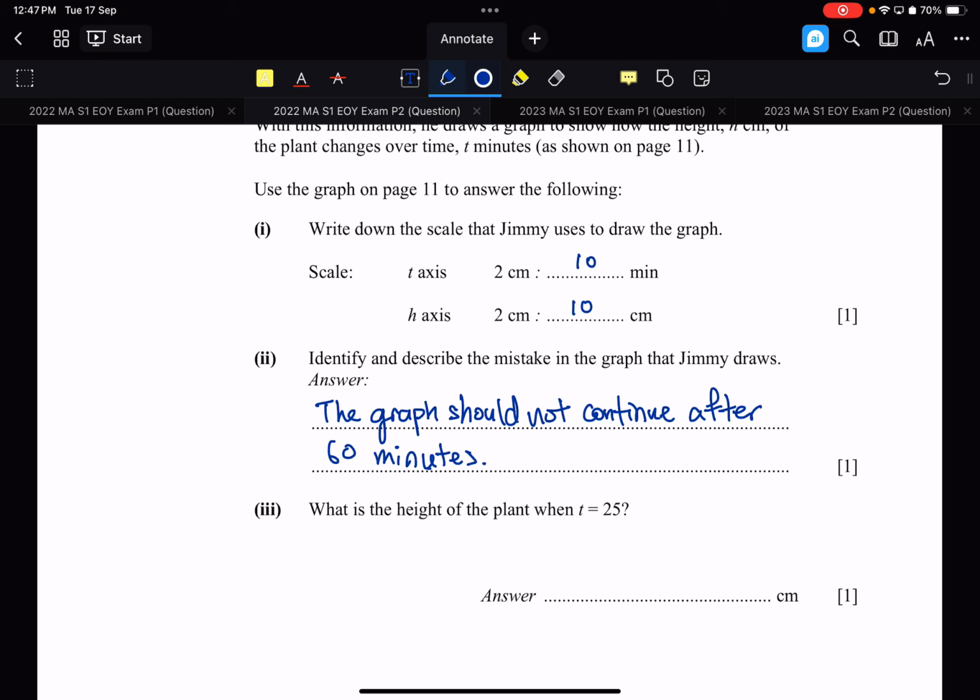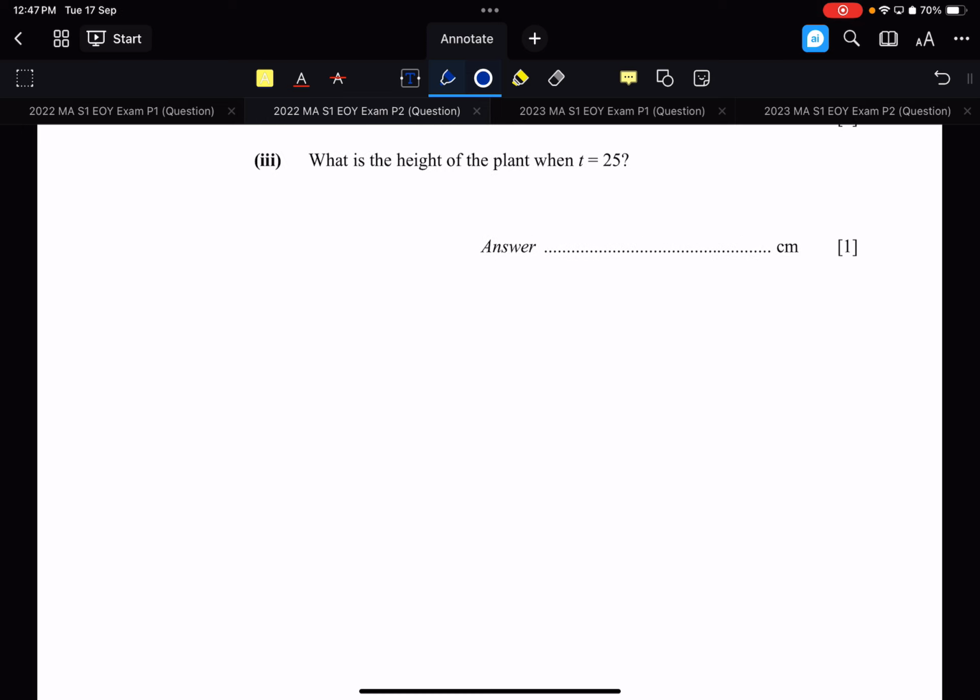What is the height of the plant when t equals 25? Well, let's check. When t equals 25, let's draw the line. We can use a green line here. When t is 25, it's over here. If you draw your line carefully, it should be 47.5. So what is the height? 47.5. Right? Now next.